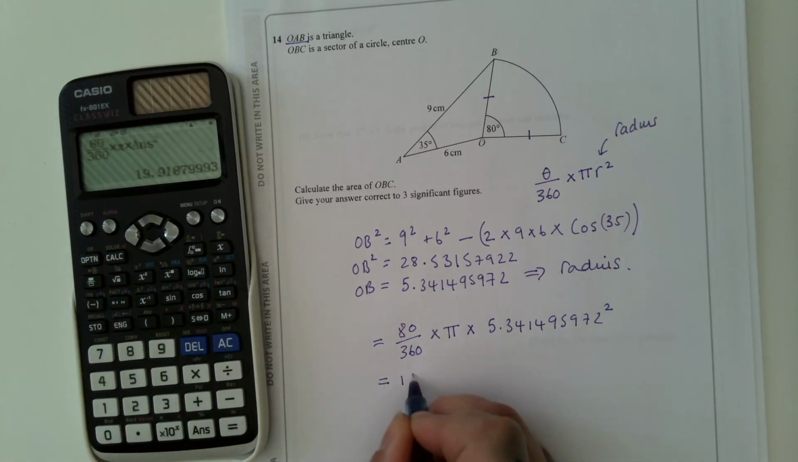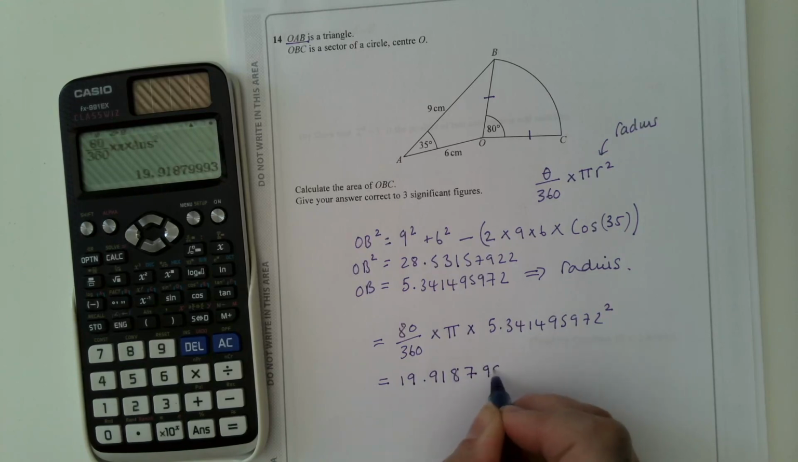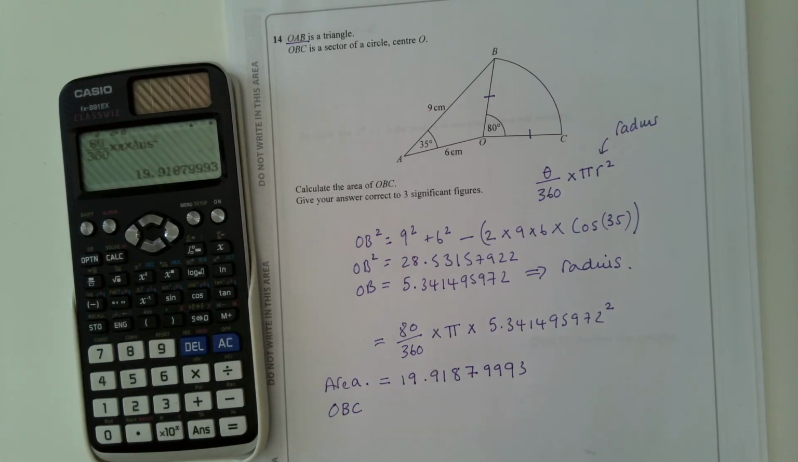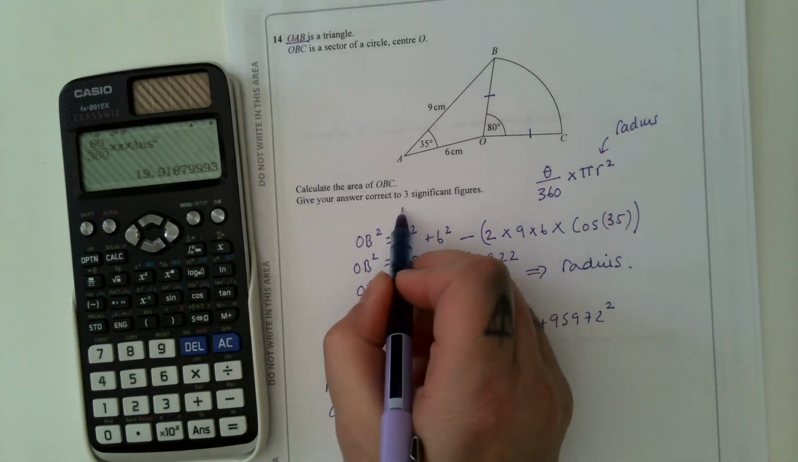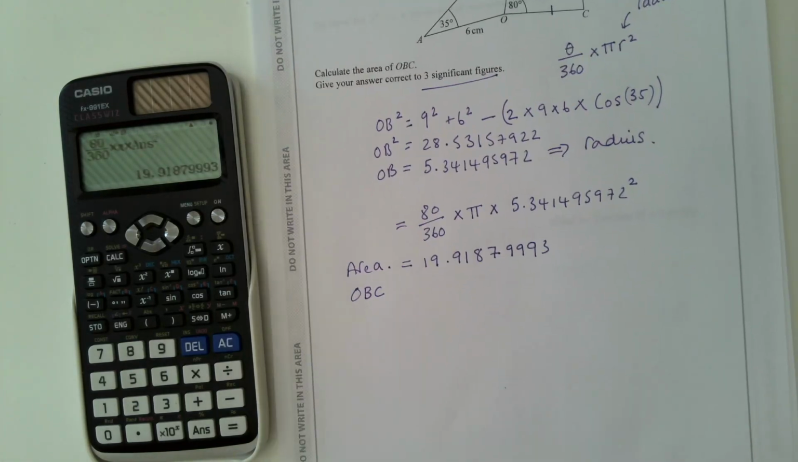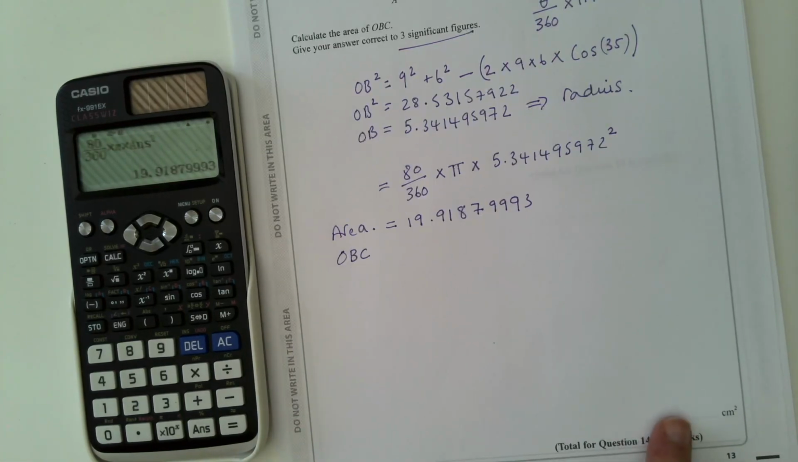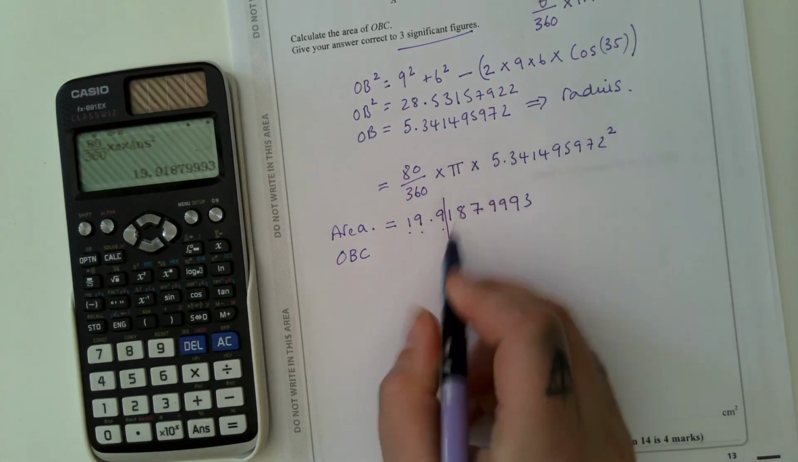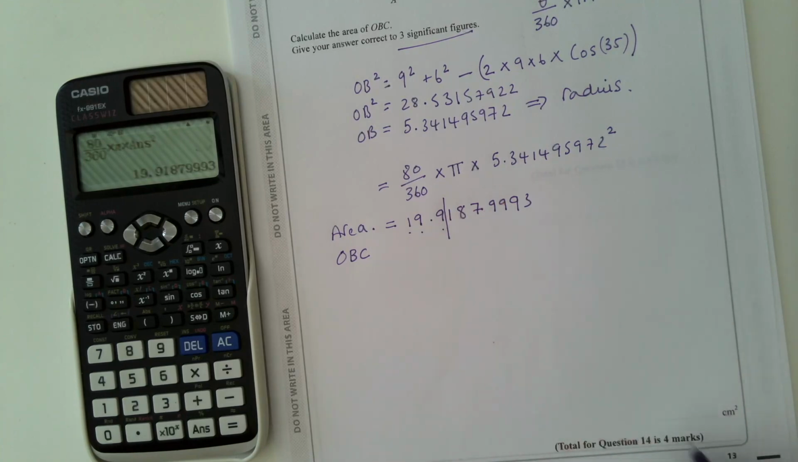So that tells us that it's 19.91879993. So this is the area of the sector OBC. Double check what the question's asking for. Give your answer to 3 significant figures, okay? So 3 significant figures going on this line here. So 1, 2, 3. That 1 isn't going to change the 9. So it's 19.9 centimetres squared.